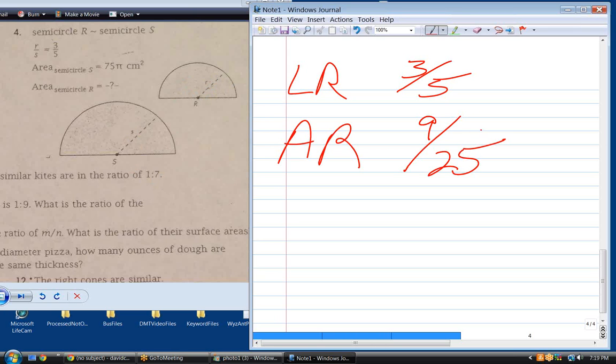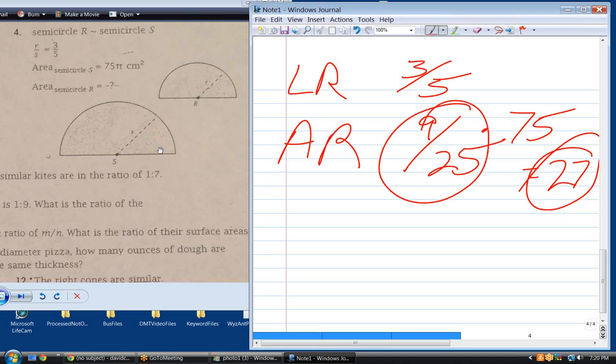Multiply it by the reciprocal. None. This one we already have our ratio set up small to big. Just multiply it by 75. There you go. Which is 27. So the area of the little is 27. Yeah. Which is 9/25 of 75.